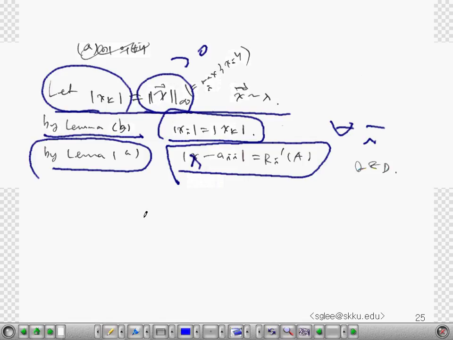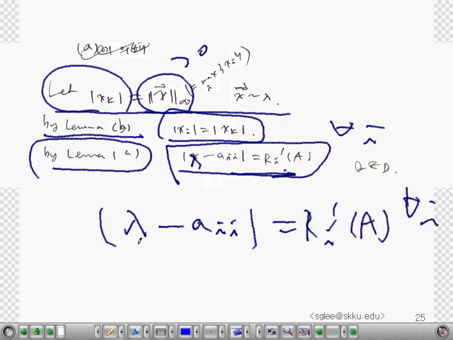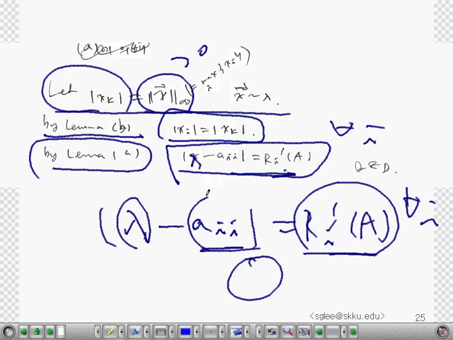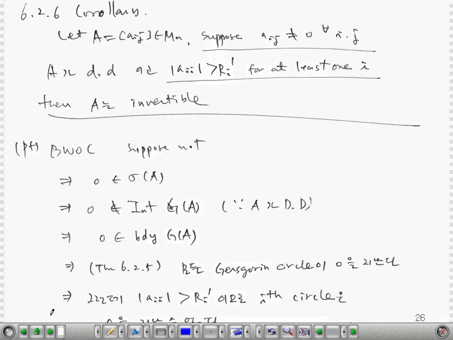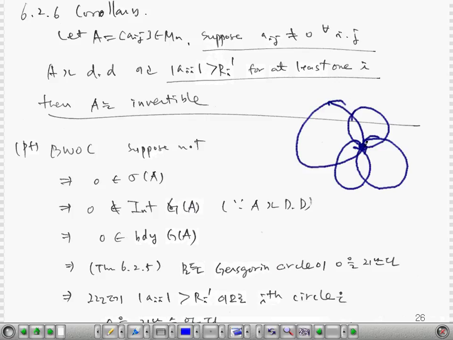That means this lambda satisfies the absolute value of lambda minus aii is equal to ri prime of A for all i. What this says is this lambda passes through all Gershgorin circles, Gershgorin disks. That simple observation gives us a very important fact. Isn't it interesting? If one eigenvalue, with one condition, is on one boundary, then every other Gershgorin circle should pass through it, whatever the size of the matrix is.